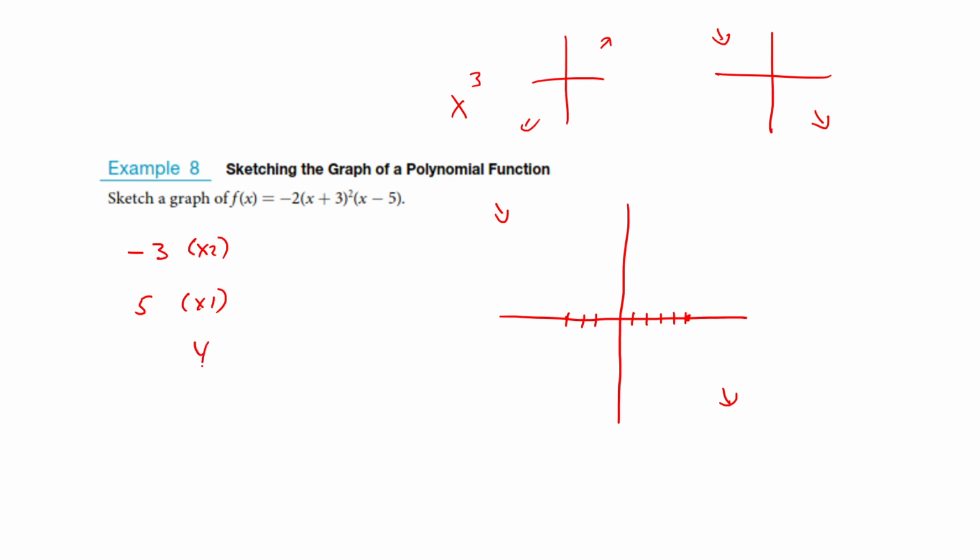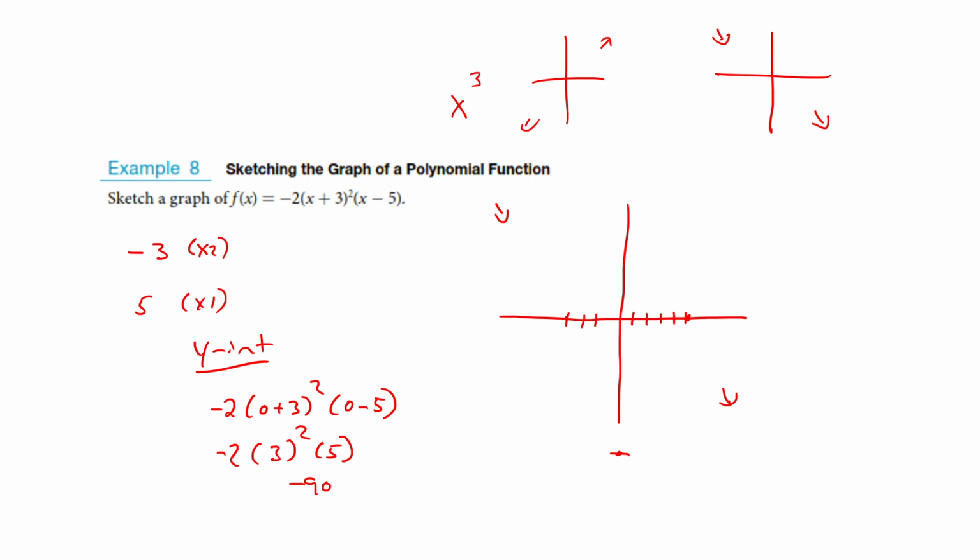Now let's add one more piece of information. Let's do the y-intercept. So I'm going to put a 0 in here for x, which is how you find a y-intercept. And so I've got -2 times 3 squared times 5. Okay, so this is 9, this is 10, so I get -90. Now this is way off our scale here, but what it tells me, if I were marking this, I'm getting somewhere way down here. Okay?